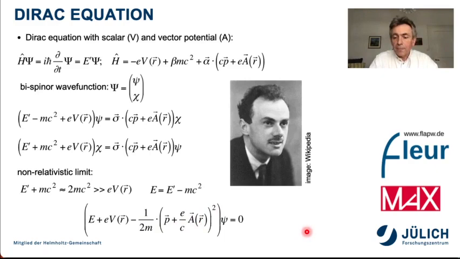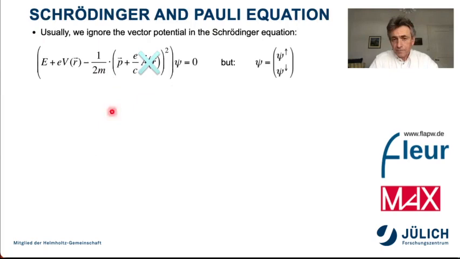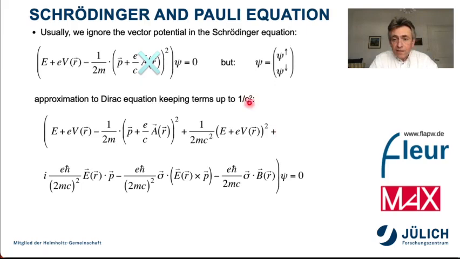And then we have the normal Schrödinger equation, but it acts now on the large component, which has a spin up and a spin down part, as you can see here. If you want to get in more relativistic effects, then you can keep terms up to the order of 1 over c squared, and you will find four additional terms, and this equation here is then called the Pauli equation.